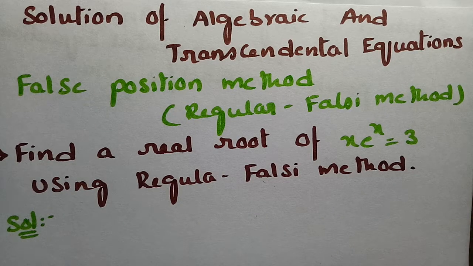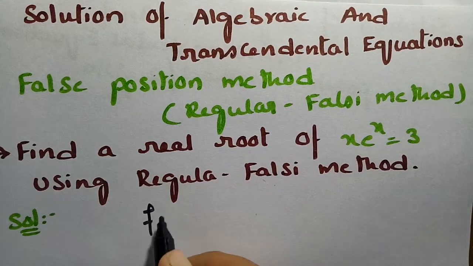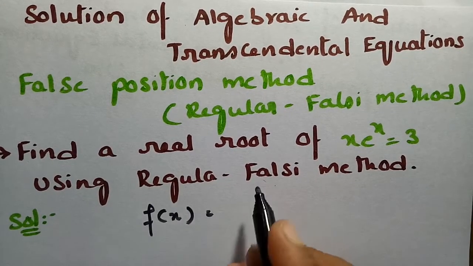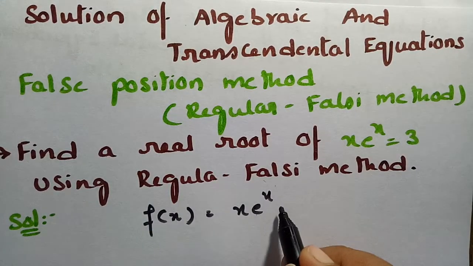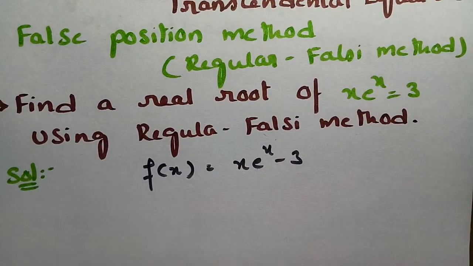On top of it, let's take one more step to solve the problem flashing across our screen. Here we have to find the real root of x e power x is equal to 3 using the regula falsi method, or false position method. First of all, it was given that f of x is equal to x e power x, and if I bring this 3 inside, this will be minus 3.